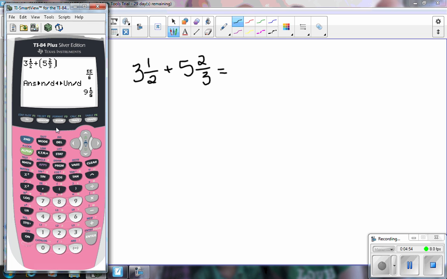If you wanted to change this back again, hit alpha y equals, and this time you'd want to go, actually it changes it both directions. So you'd hit the same thing, and it should change it back to 55/6. Now, of course, you know that 6 goes into 55 9 times, and there's 1 left over, so you get 9 and 1/6. So again, the calculator should never take the place of knowing how to do these basic math facts, but it will help you, and it's a tool to help you speed up the process.